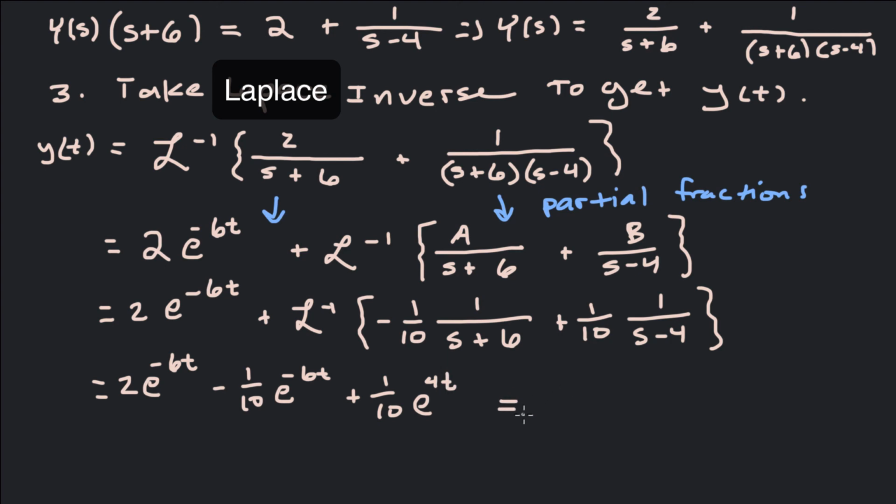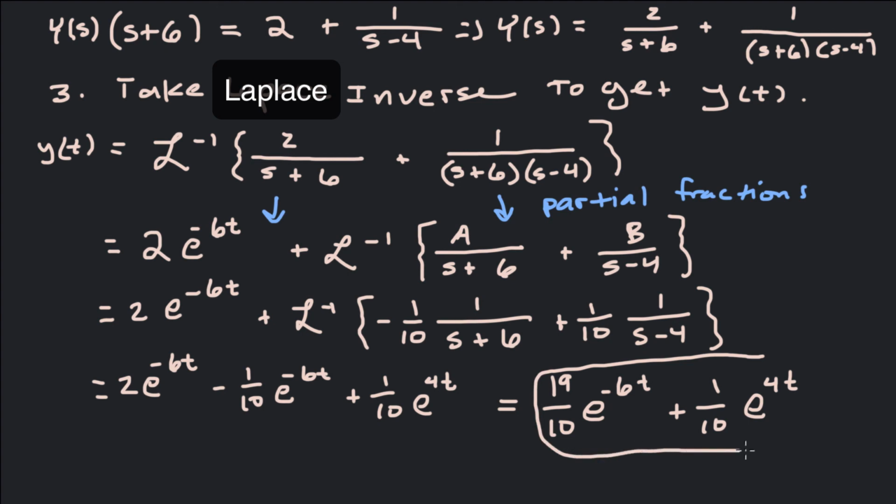Now just combine those two terms with e to the negative 6t: 2 times 10 is 20, 20 minus 1 is 19, so we get 19 over 10 e to the negative 6t plus 1 over 10 e to the 4t. And that is our solution, y of t, to this differential equation.